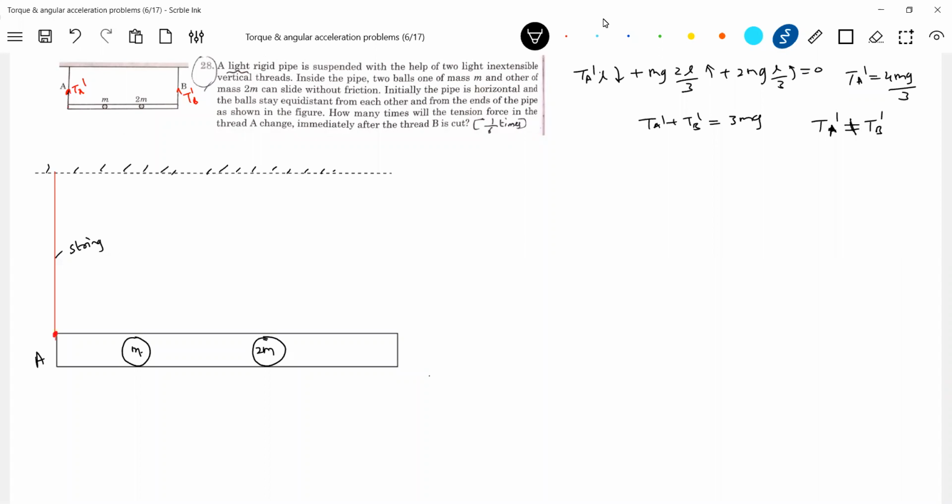Okay, now let's get into the problem. I'm going to cut the string B, and this was the situation. Now he's asking how many times the tension force in thread A changes immediately after thread B is cut. Thread or string, it's left to you. I'll write thread. Just one. You try.